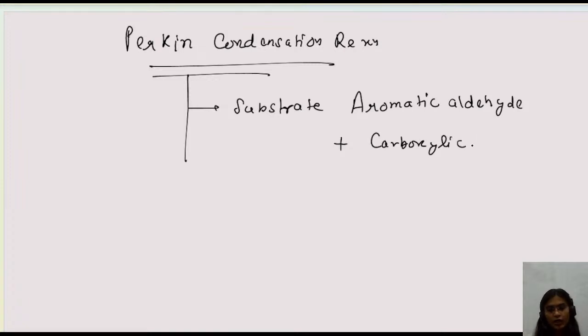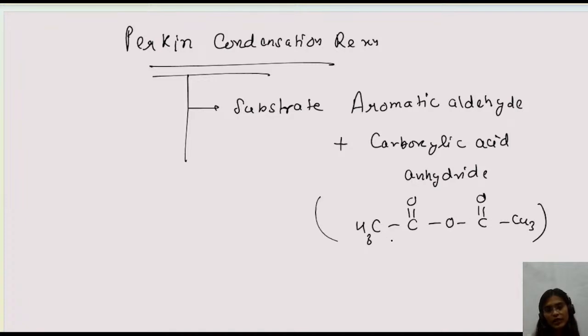And the other is a carboxylic acid anhydride. What is the meaning of carboxylic acid anhydride? It means, for example, this is a CO, you know the anhydride. This is a CH3 and this is a CO, connected with one more CO and a CH3. So this is a kind of anhydride, where an oxygen is in between the two acyl groups. They can be different or they can be the same as well. That is the substrate. And how about the reagent?